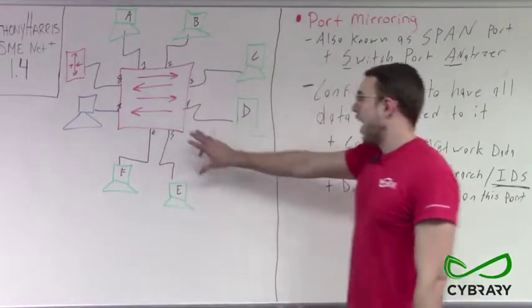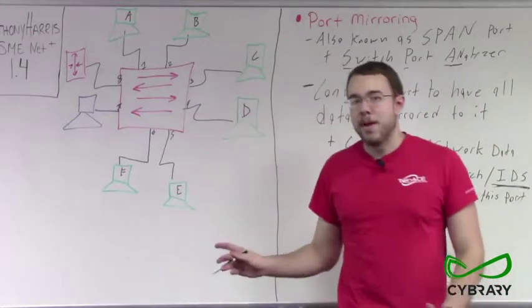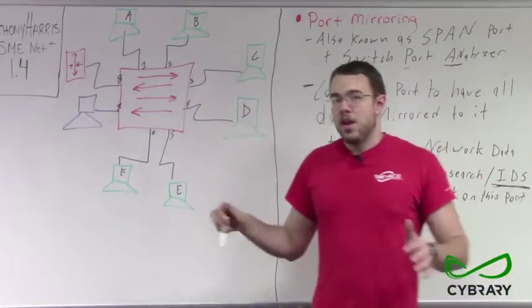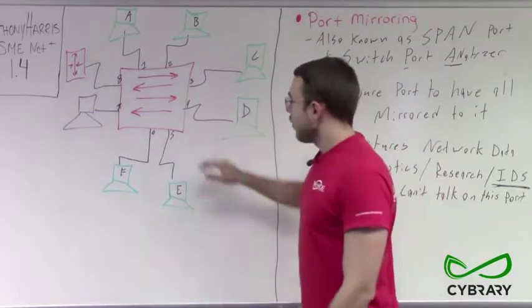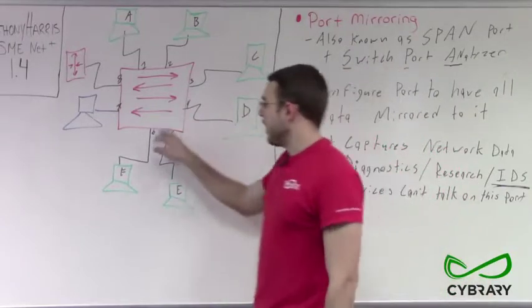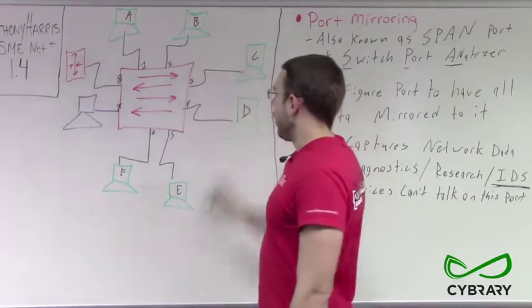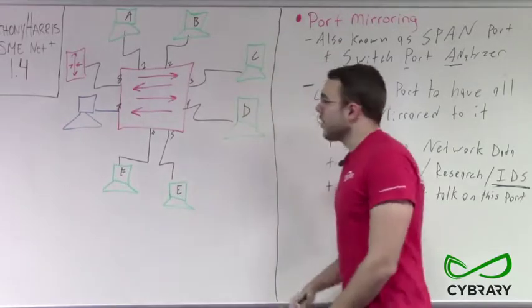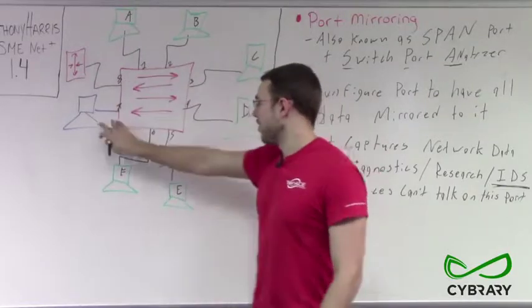So let's take a look at our diagram to better understand port mirroring, because I just blathered off a whole bunch of information that you may not even understand. So let's actually take a look at this in practice. We have a switch here. We have our network diagram. We have a switch and we have a router. We have on our network diagram 7 computers and a router on ports 1 through 7.